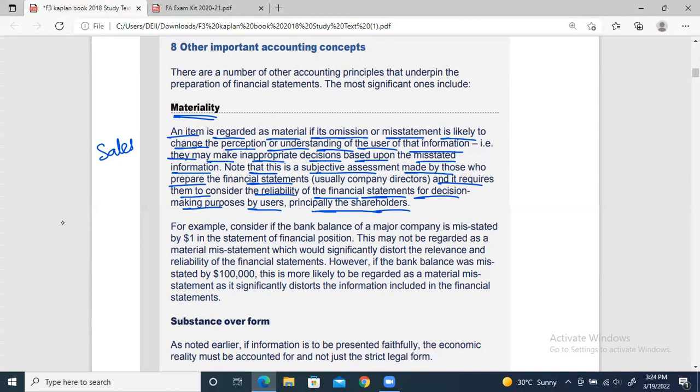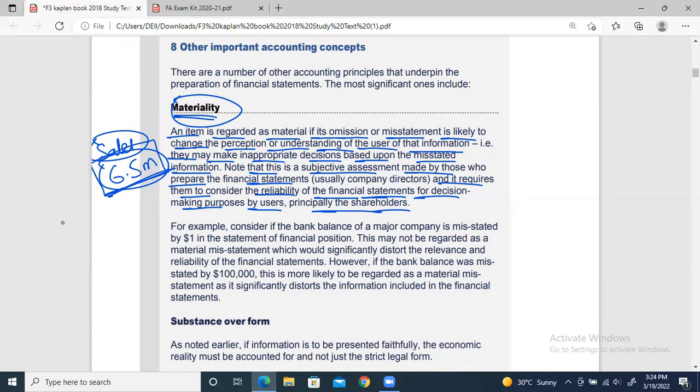So, let's say there were sales of 6.5 million and we forgot to write this amount. If we forgot to write this, this is a huge flaw in materiality, right? Because we did not represent this material amount. Material in English basically means very important, right?